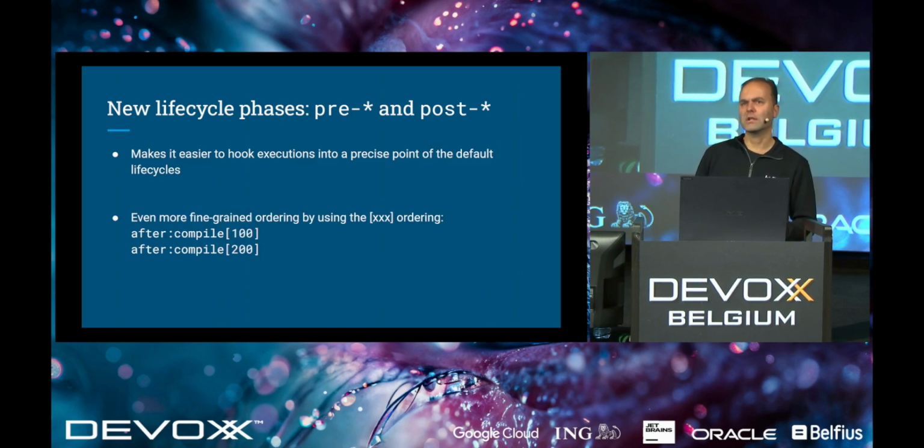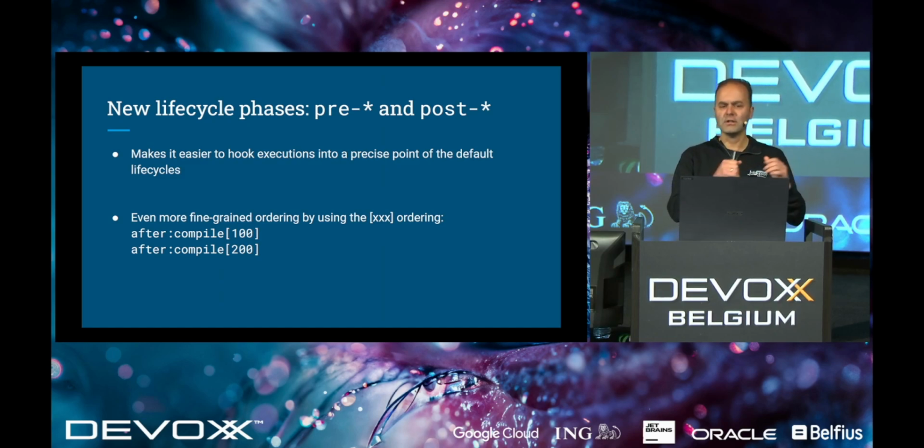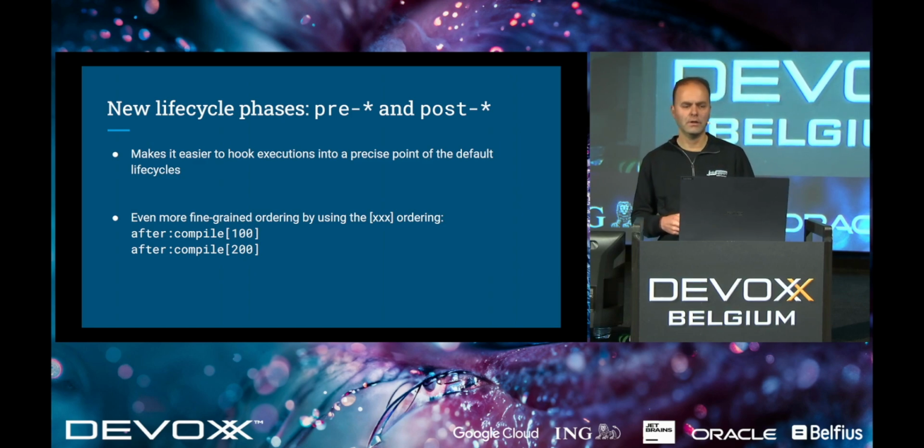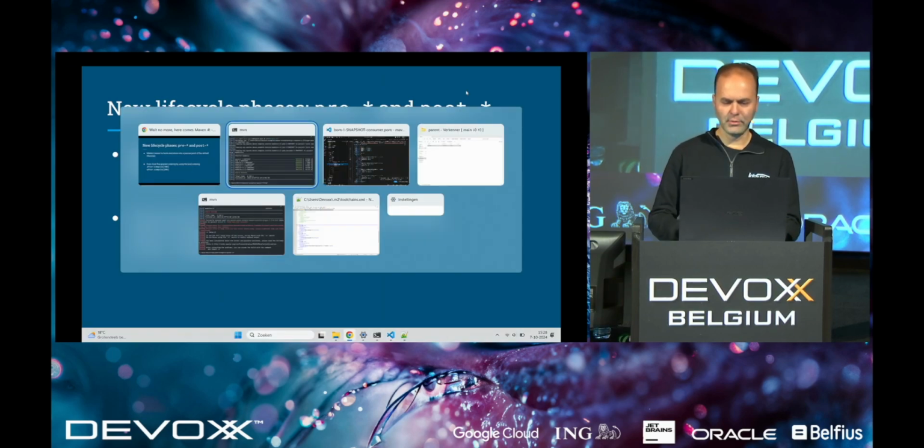If you want, you can even change the ordering inside such a new lifecycle phase using the square brackets. So you can say square bracket 100, 200 to order 2 plugin executions that are bound to the same after-compile lifecycle phase. Let me quickly show you an example of that.